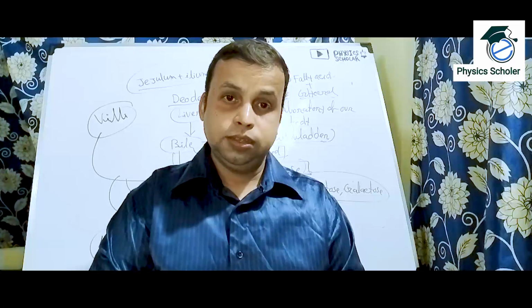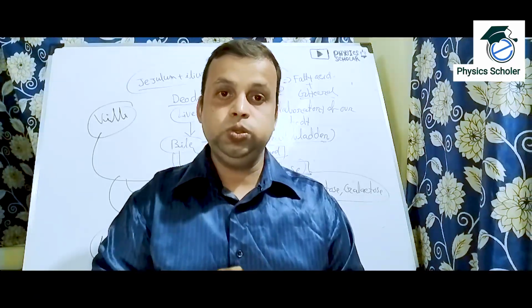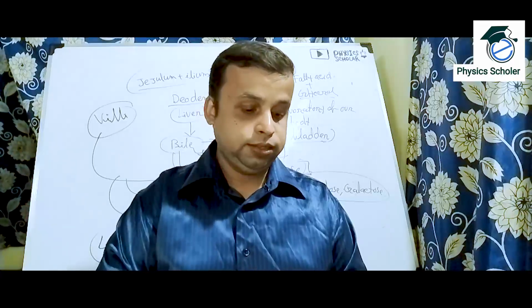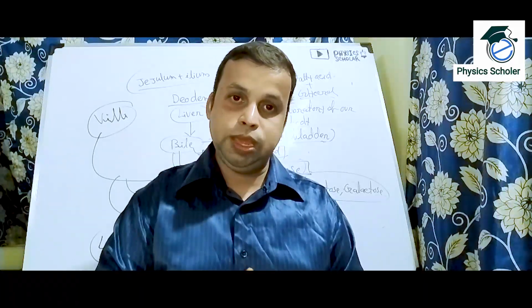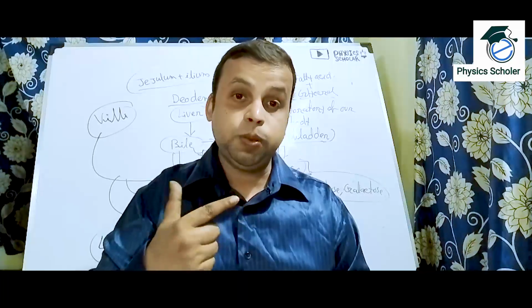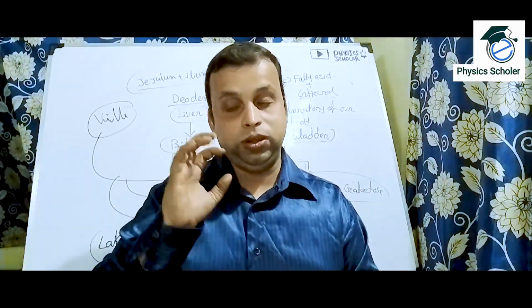The simple form of protein, the amino acid, that will be absorbed through villi, and the simple form of carbohydrate is glucose, fructose, galactose, that will also be absorbed through villi, and simple form of fat is what? Fatty acid and glycerol, that will be absorbed through lacuna. Okay.